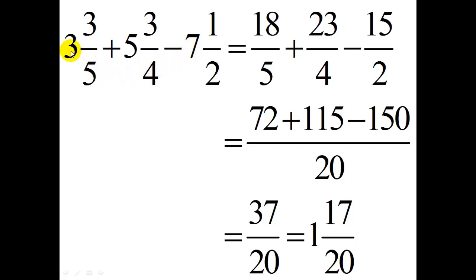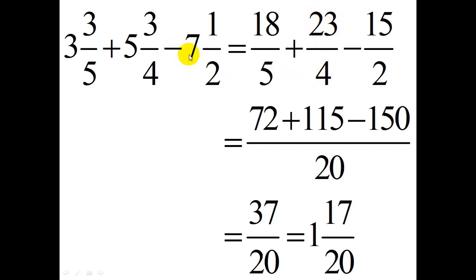Now 3 whole number 3 over 5. So we convert this to improper. 5 times 3 will give us 15. 15 plus 3 equals 18. 18 divided by the denominator, so we have 18 over 5. Now 4 times 5 is 20, and 20 plus 3 is 23. So we have 23 divided by the denominator 4. That is how we have 23 over 4.